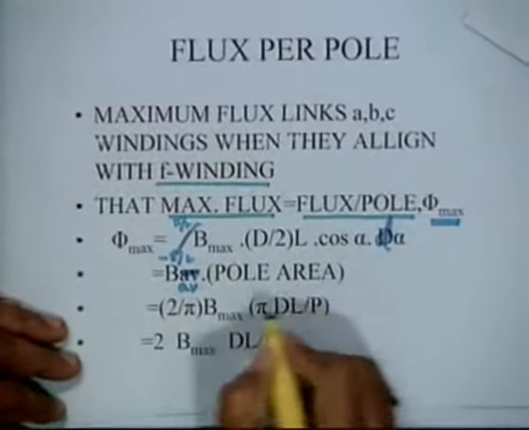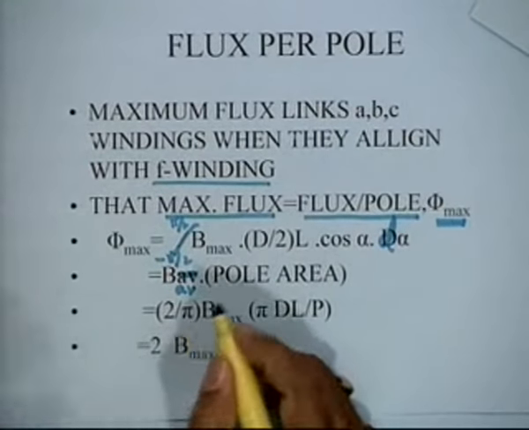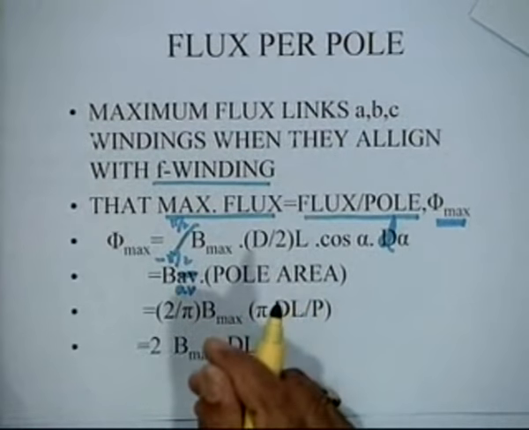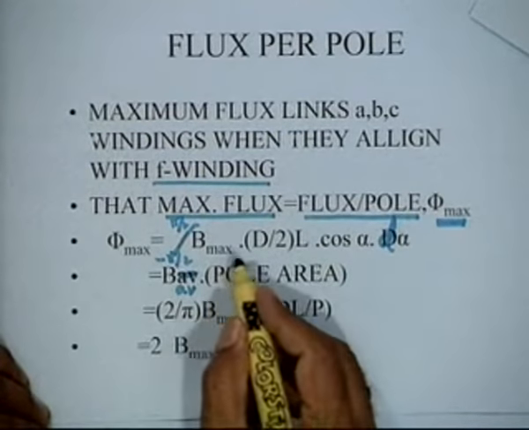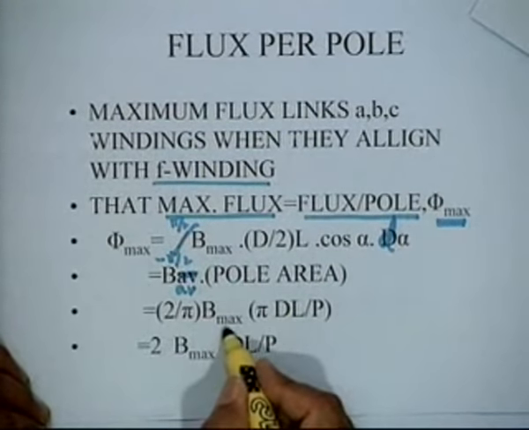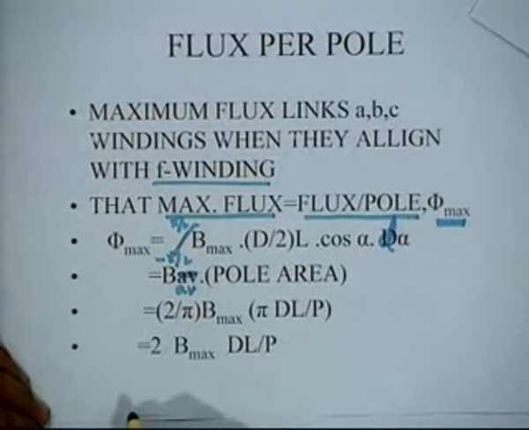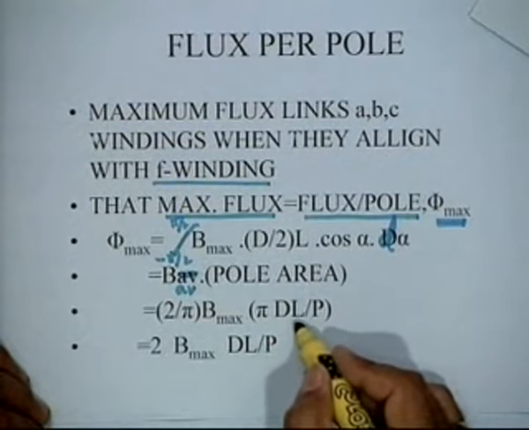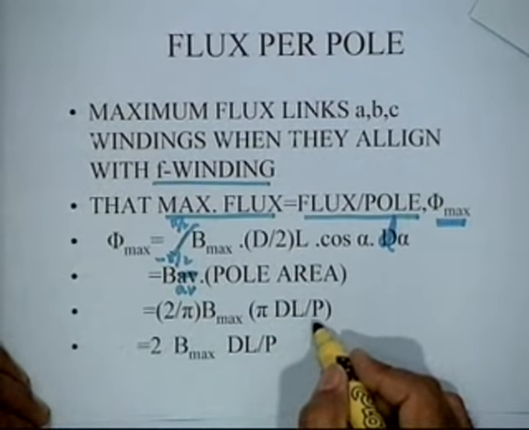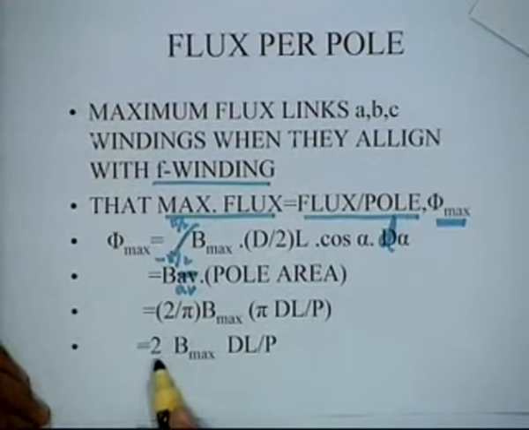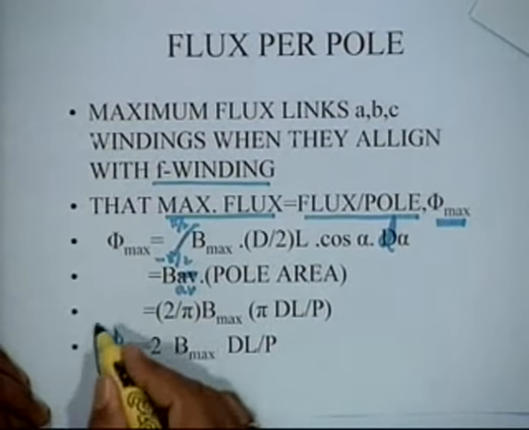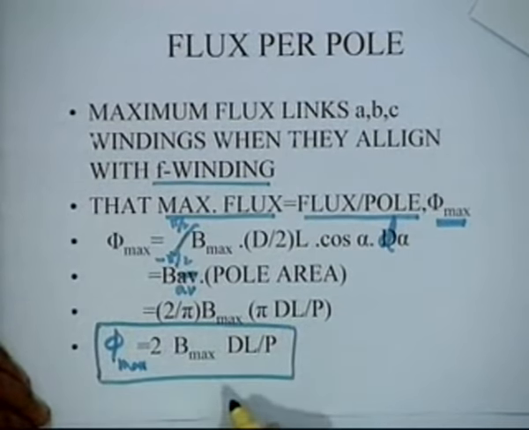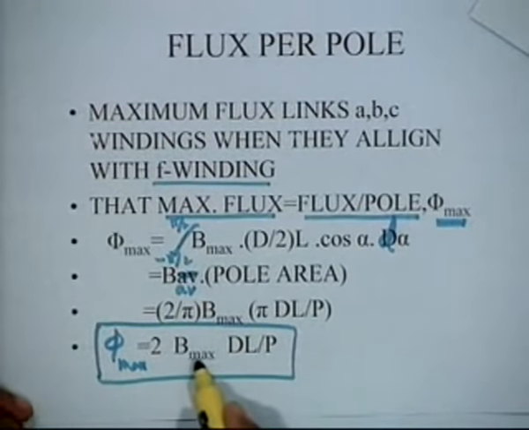Now we also know that this is nothing but B average into pole area. The total flux per pole is also the average flux density over the pole into the area of the pole. B average is equal to 2 by pi into B max, and the area of the pole is pi d L by P, where d is the diameter, L is the length and P is the number of poles. Okay, this will simplify to twice B max d L by P. So that will be the phi max. So we now know what is the flux per pole, which depends upon B max, that is the maximum flux density.